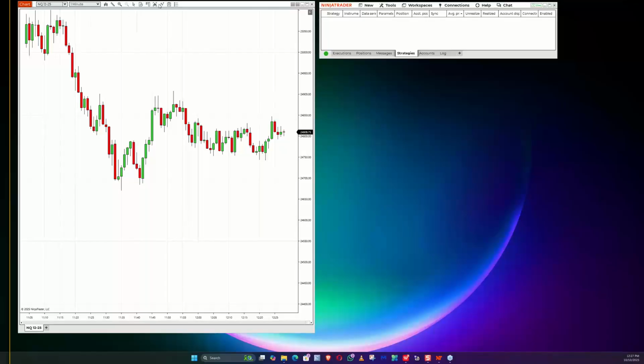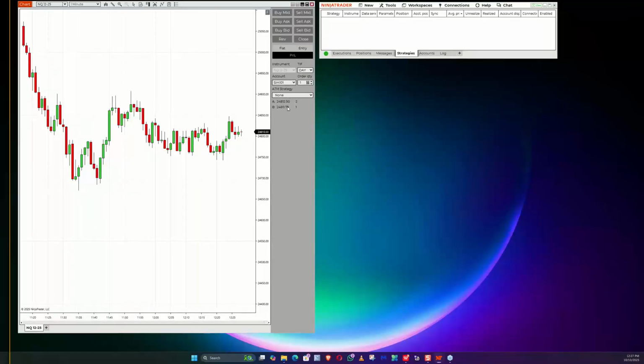Up at the top, this icon here is the chart trader icon. I want to turn that on by clicking it and then clicking on chart trader. So I have a way to enter trades if I'm not using anybody's software. I have a way to exit trades. Also, I can see if I made money on the trade.